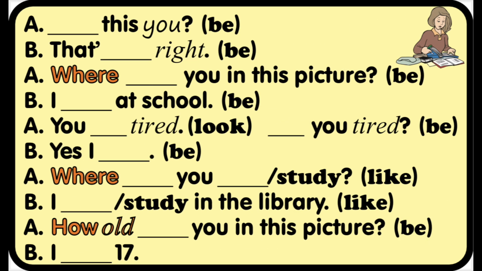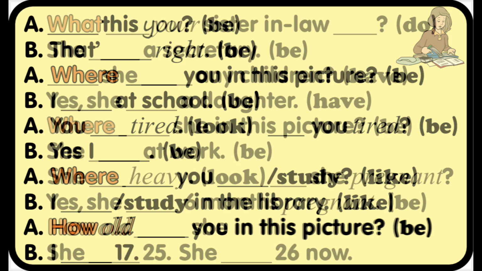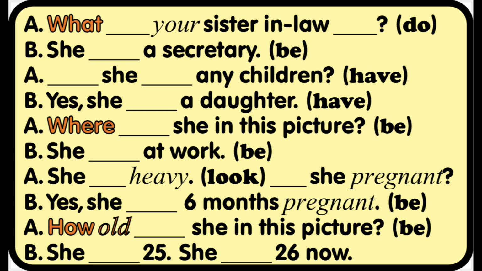Is this you? That's right. Where were you in this picture? I was at school. You looked tired. Were you tired? Yes, I was. Where did you like to study? I liked to study in the library. How old were you in this picture? I was 17.